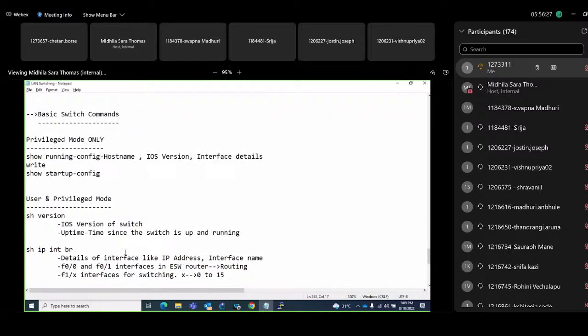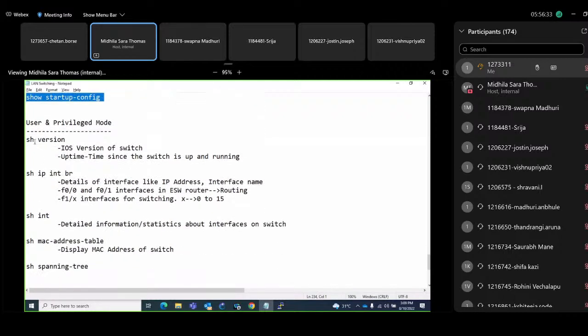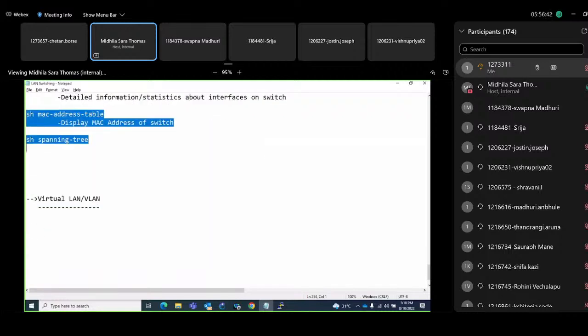Okay. So, guys, is it clear? The basic switch commands, these things you already know: running configuration, startup configuration, version, IP interface brief, interface details. Then these two I just told you to write down now. We will see it later.